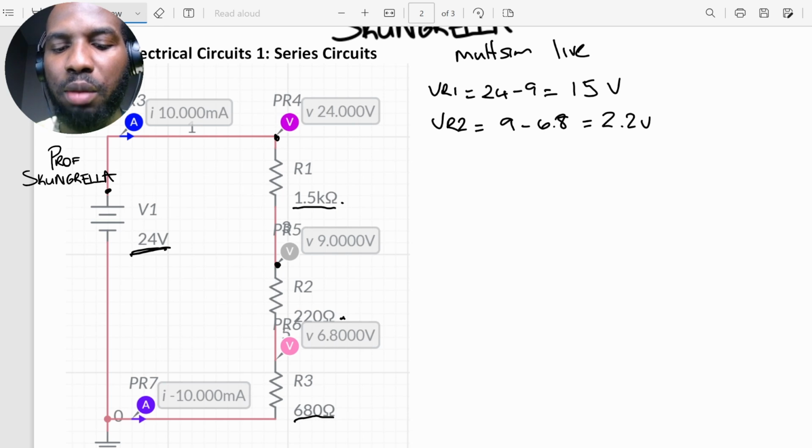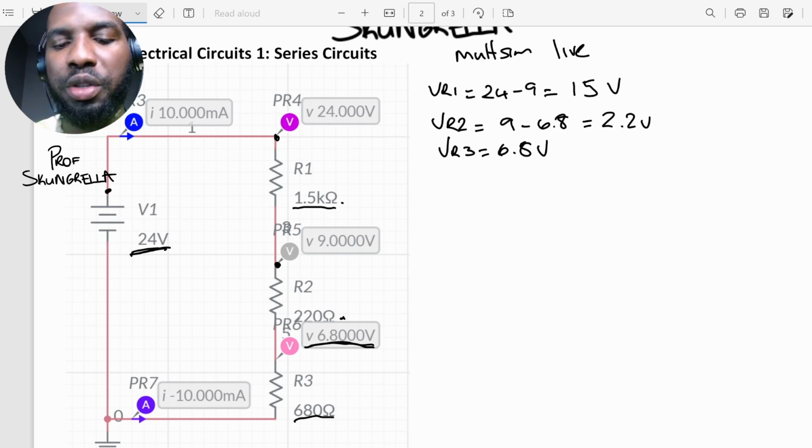Now, of course, when we come to the last resistor, the voltage measurement that we see here is actually the voltage drop. So VR3 is actually 6.8 volts, right? So again, all of this we can get from the simulation, right?